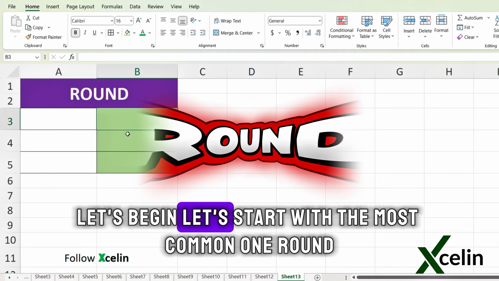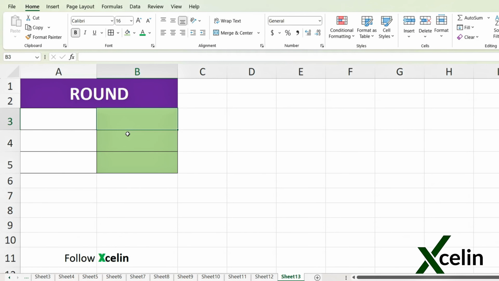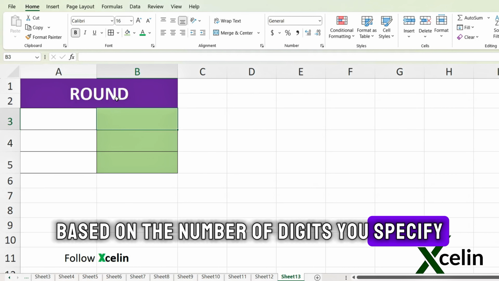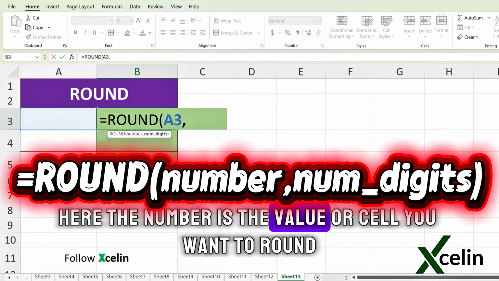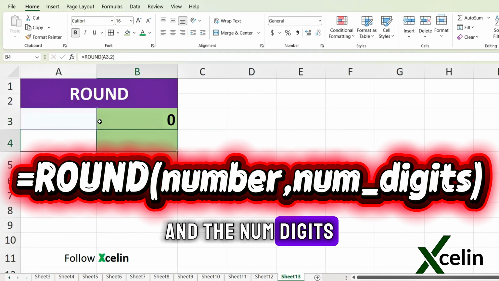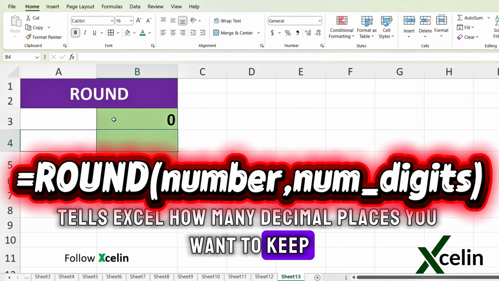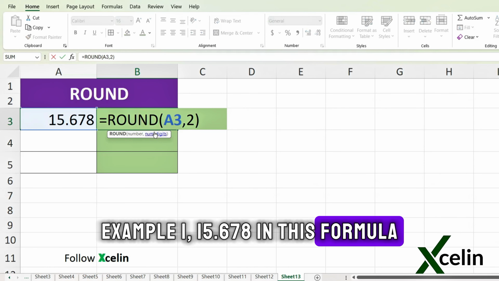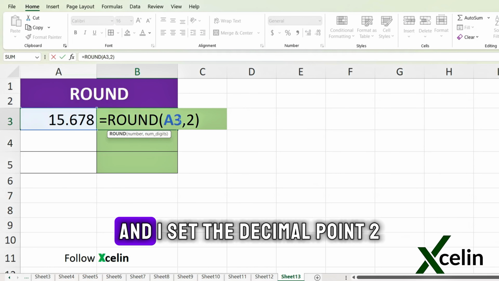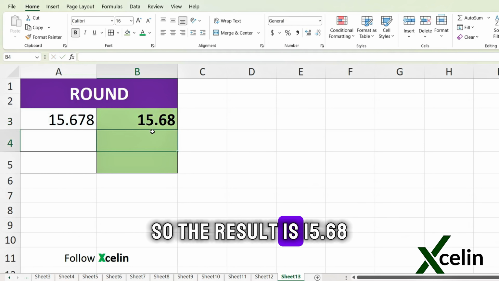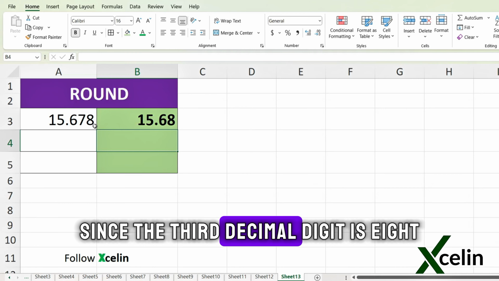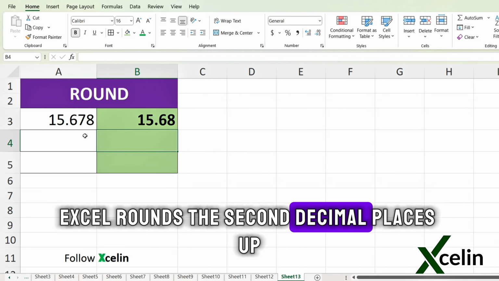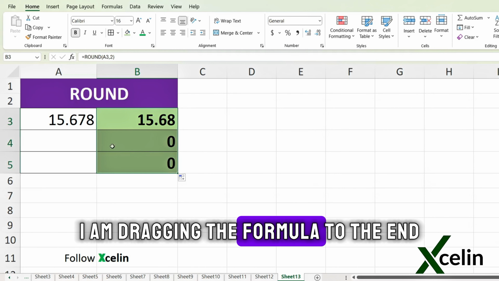Let's begin. Let's start with the most common one, ROUND. The ROUND function rounds a number to the nearest value based on the number of digits you specify. Here the number is the value or cell you want to round, and the num_digits tells Excel how many decimal places you want to keep. Example 1, 15.678. In this formula, I have selected the cell A3 and I set the decimal point 2. So the result is 15.68. Since the third decimal digit is 8, which is greater than or equal to 5, Excel rounds the second decimal place up. I am dragging the formula to the end.